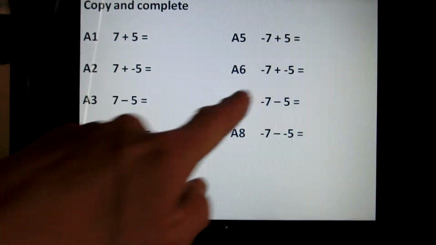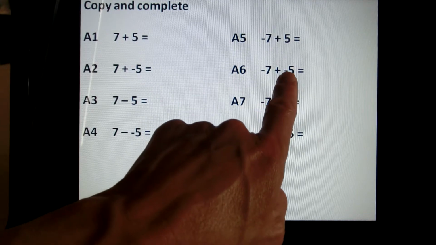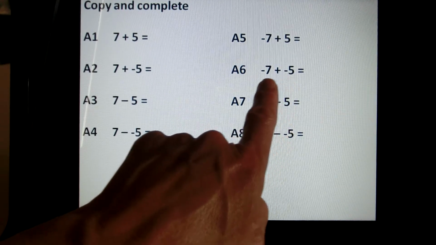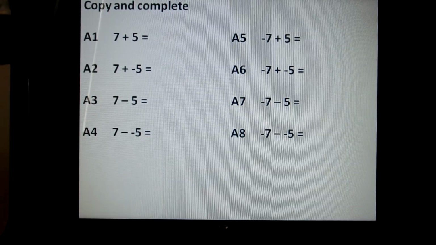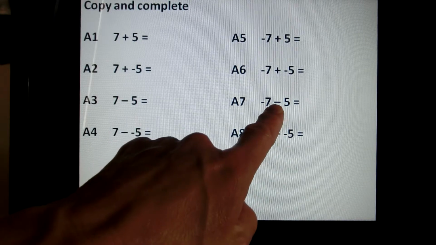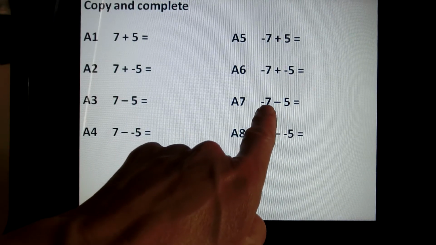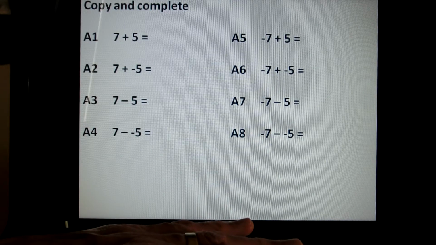This one here, you're starting at negative 7. Adding a negative would normally take you up, but because of that, you don't go up, you go down. So you're starting at negative 7, you go down 5, will take you down to negative 12. This one here, you're starting at negative 7, down here. You're subtracting, a normal subtract, so you will go down. Negative 7, subtract 5, takes you right down to negative 12.